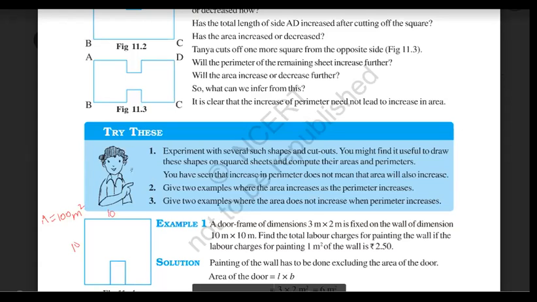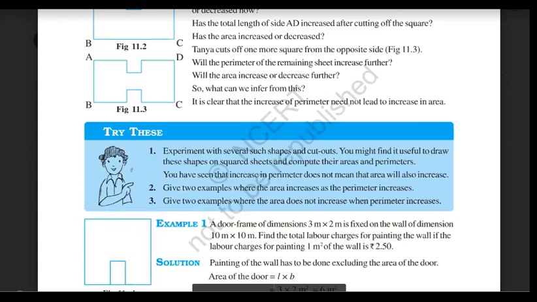Right? But the wall includes the door, so exclude the door. Tell me, the wall includes the door, so exclude the door. So you have to remove this. Yes. So it includes this, but you have to remove this. So what is the area of the door? The area of the door is 3 into 2 meter square. Yes or no? Tell me, guys. So what is the area of the wall to be painted?